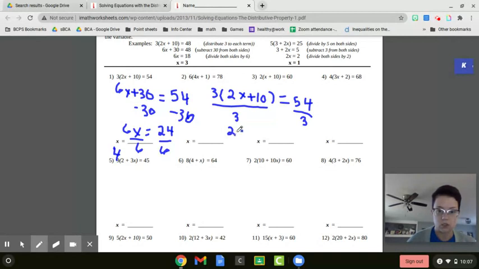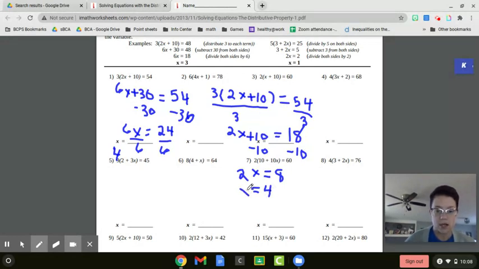So that gives us 2x plus 10 equals 18. And now I subtract 10. And that gets me 2x equals 8. And I think by now we can see if we divide by 2, we're going to end up with x equals 4. So either way, we got the exact same response, the same value for x.